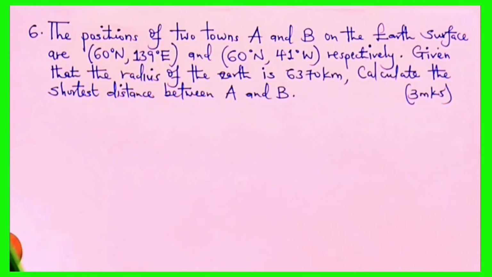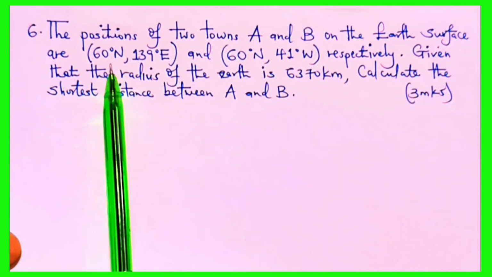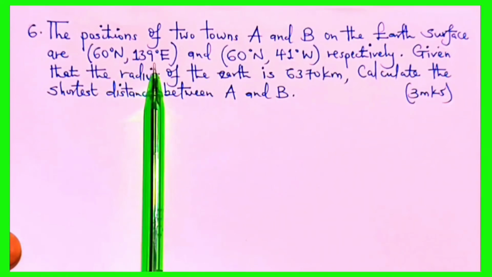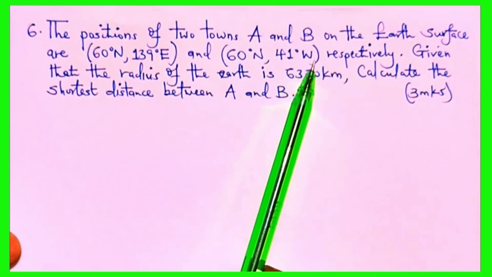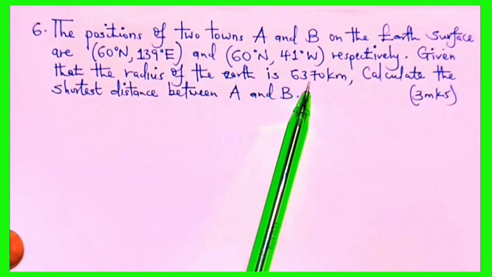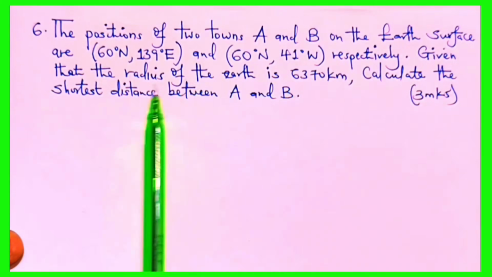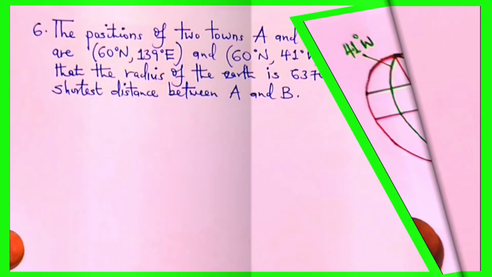Question 6. The positions of two towns A and B on the Earth's surface are 60 degrees north, 139 degrees east, and 60 degrees north, 41 degrees west, respectively. Given that the radius of the Earth is 6370 kilometers, calculate the shortest distance between A and B, 3 marks.